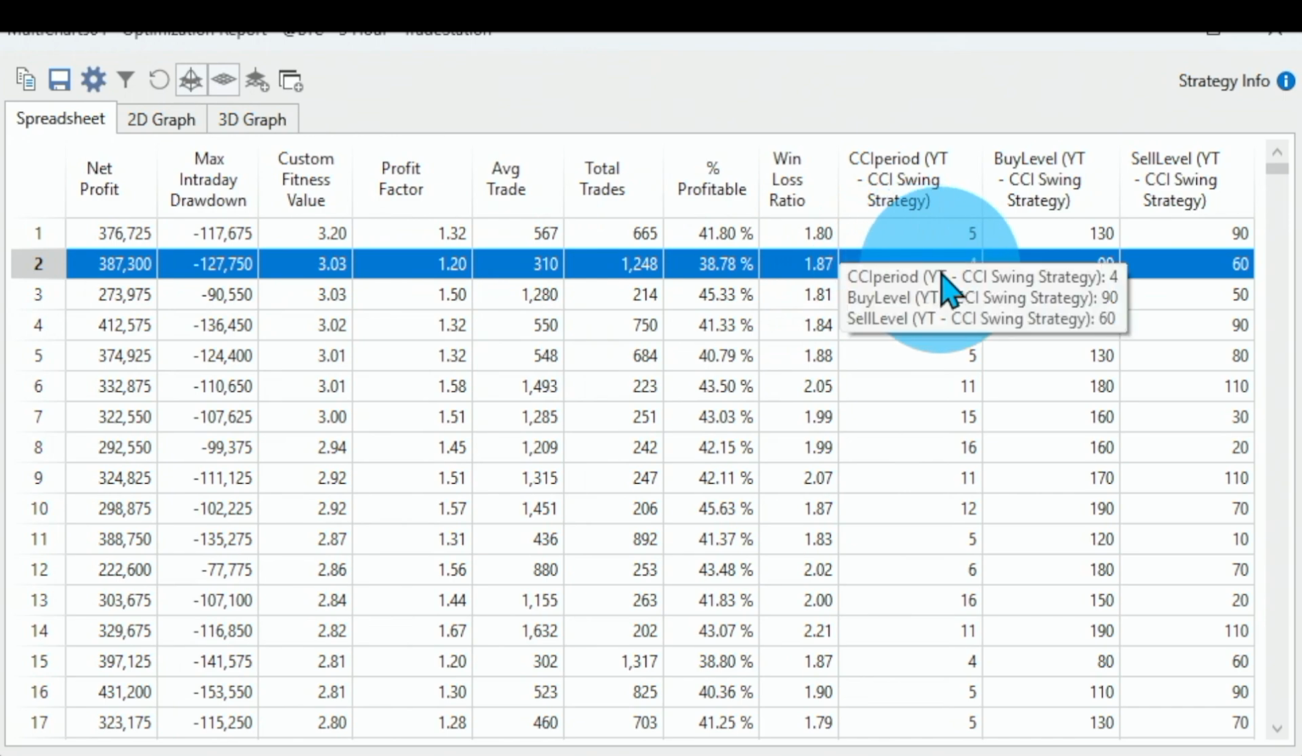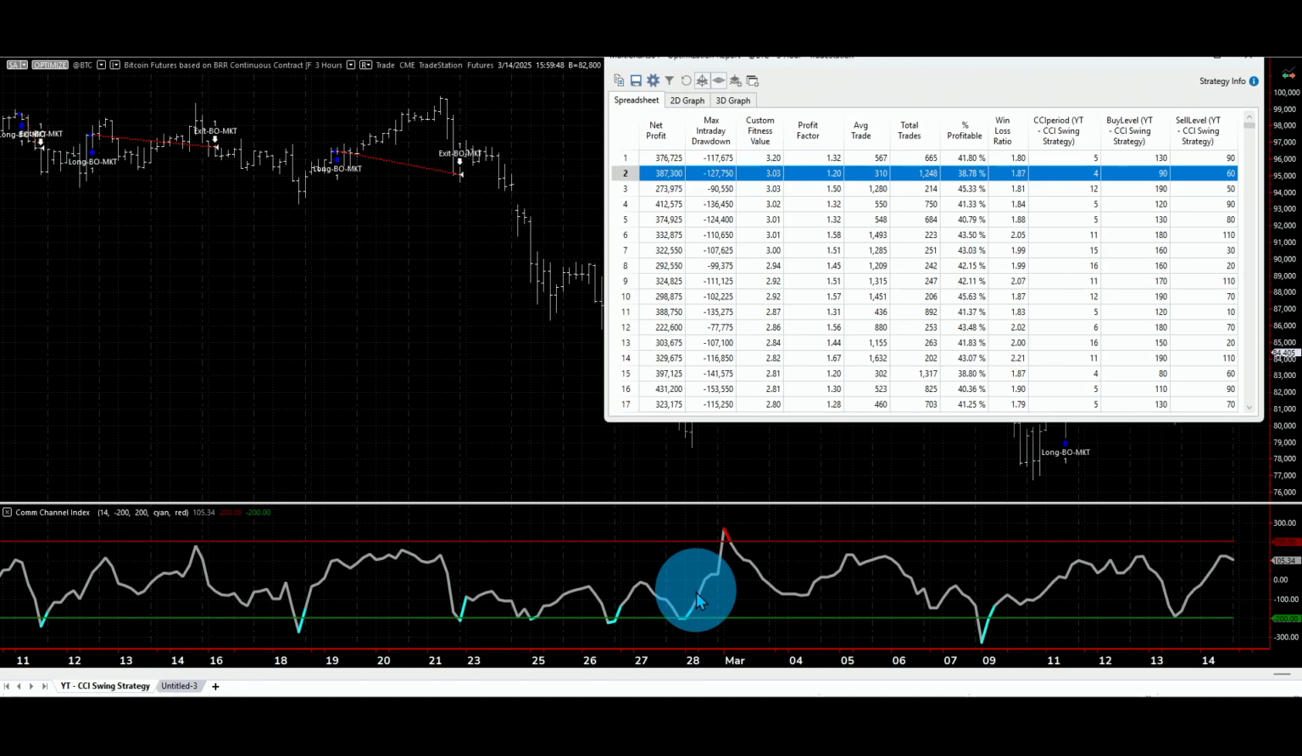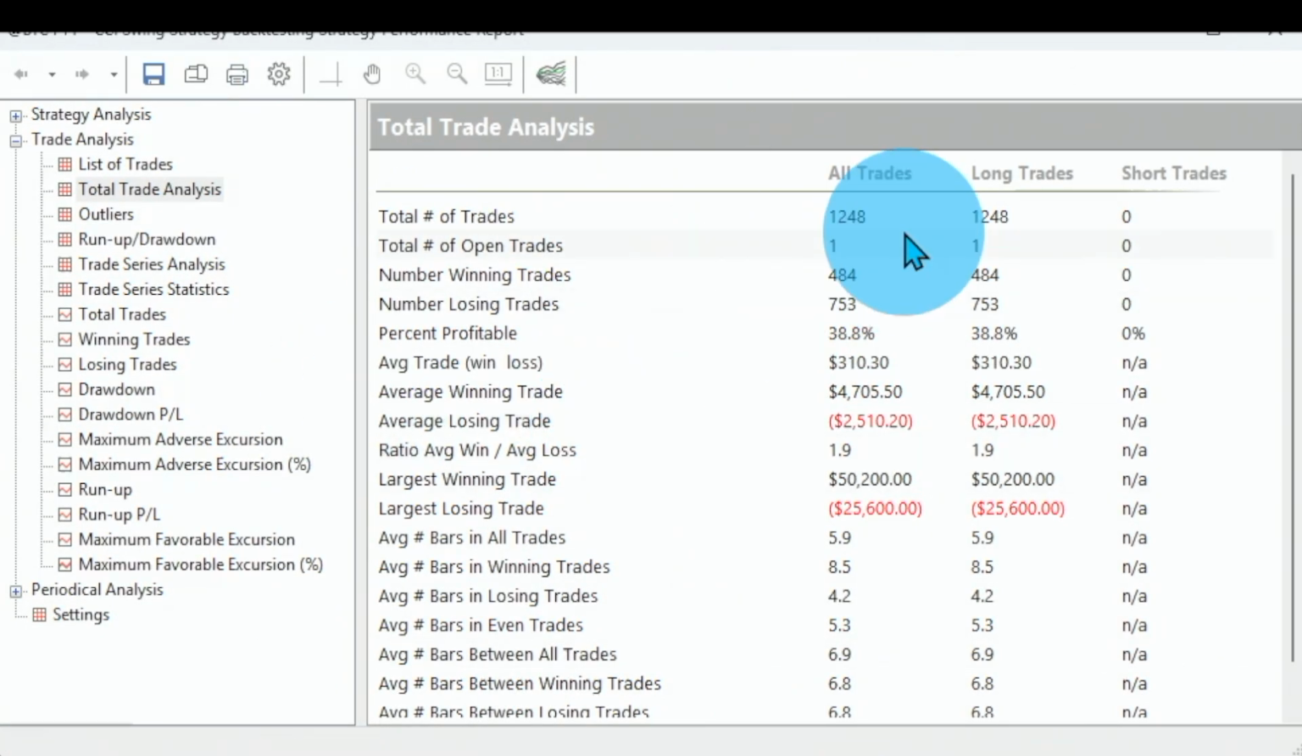So the CCI look back period is 4, the buy level is 90. That means when the CCI goes above 90, we buy. And when the CCI goes below minus 60, we exit the trade. So here is the performance. And now we have a better average trade for this strategy.